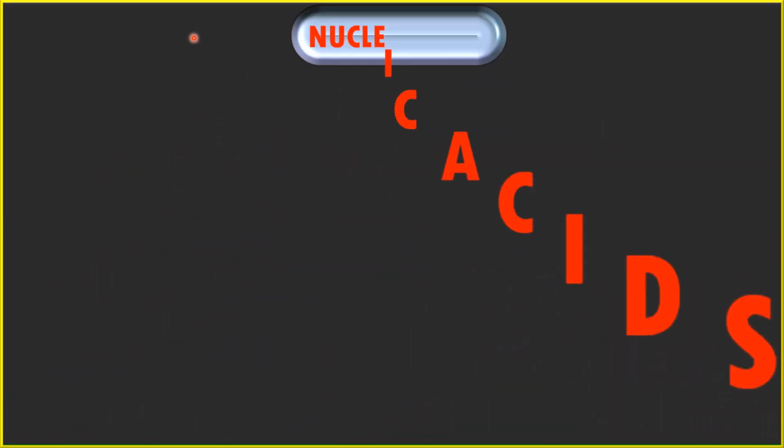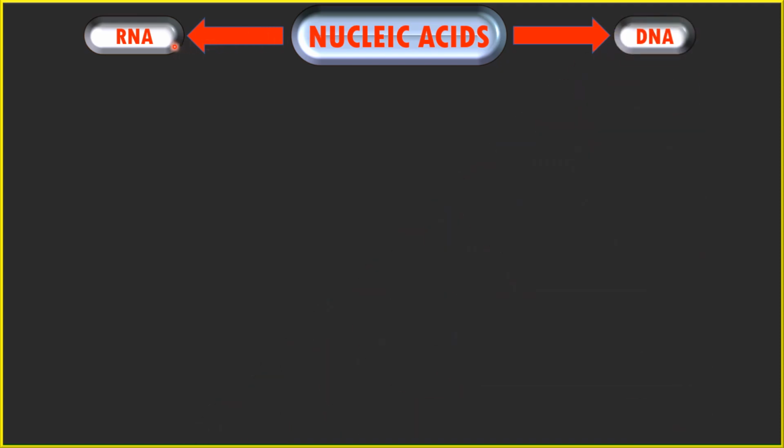So let us start with structure of DNA. Students, nucleic acids like the DNA and RNA come under nucleic acid. So nucleic acids are of two types. One is RNA and second is DNA. Now these nucleic acids are made up of nucleotides. Now we call the DNA and RNA as polymer of nucleotides.